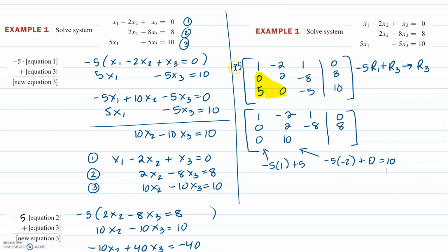The next one, -5 times 1. -5 times 1 is -5, added to the -5 here is -10. And continuing on, -5 times 0 is 0, added to 10 is 10. And you can see here we get a new third row, which, by the way, is equivalent to the 3 equations here if you put it back into matrix form. Back into a system of equations.